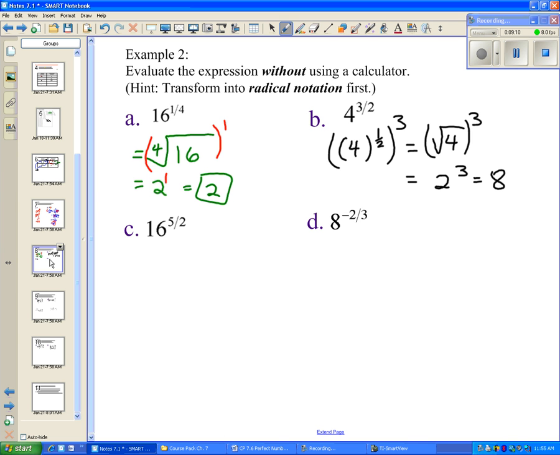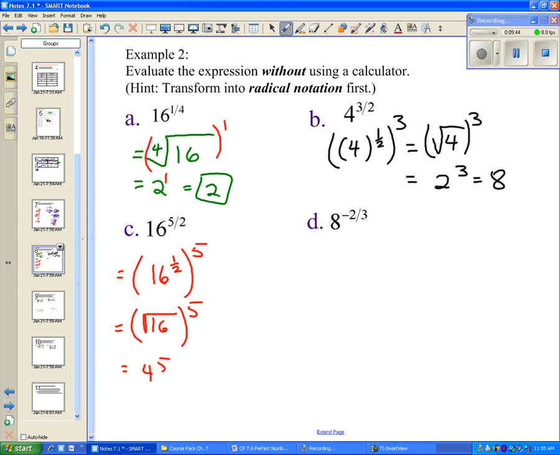Well, look at letter C. Do I really want to take 16 to the 5th power, or do I first want to try to take 16 to the 1/2 power? It seems to me 16 to the 1/2 power is easier than 16 to the 5th power. Well, 16 to the 1/2 power is the square root of 16, and then I'm going to take that to the 5th power. The square root of 16 is 4, to the 5th power.